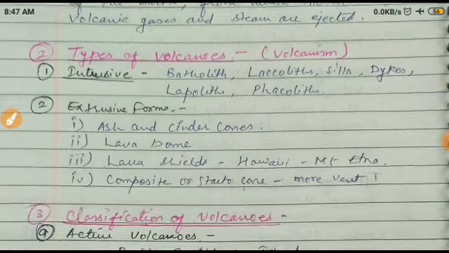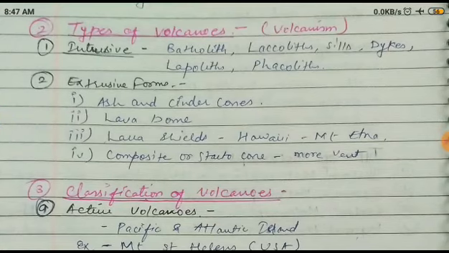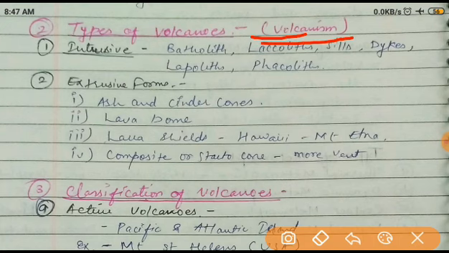Now, types of volcanoes. But this is not the type of volcano, it is volcanism. It means how many types of lava are ejected. Remember, it is a type of volcanism. Volcanism means how the volcanoes are formed. Basically, we already discussed in the last chapter intrusive and extrusive.